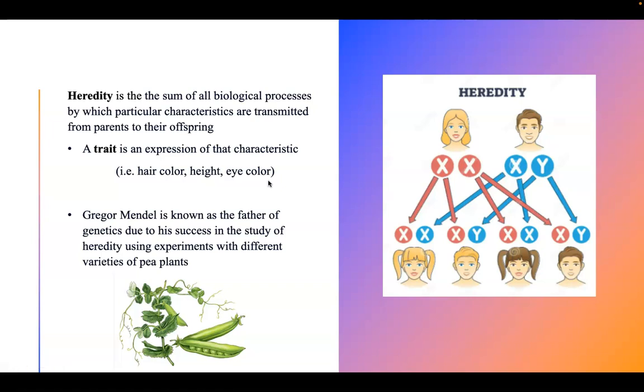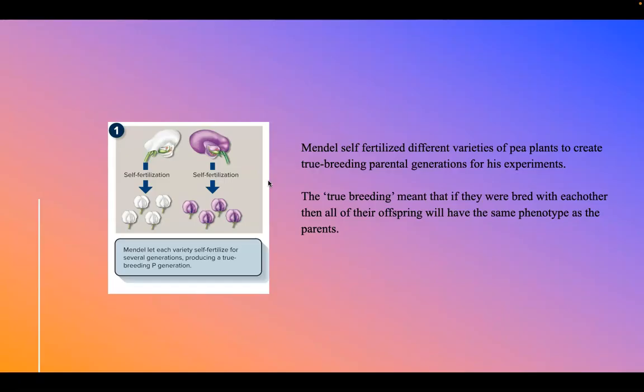We talked about Gregor Mendel. He is known as the father of genetics due to his success in the study of heredity using experiments with different varieties of pea plants. You remember he was the monk in the 1800s who did numerous pea plant experiments. In those experiments, Mendel self-fertilized different varieties of pea plants to create true breeding parental generations for his experiments. And that true breeding just means that he was creating lines so that if they were bred with each other, all of their offspring would have the same phenotype as the parents.